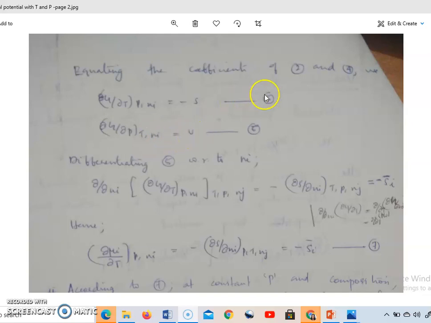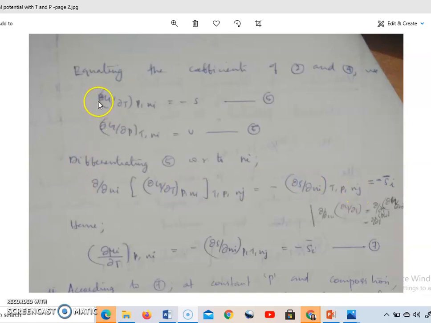Okay, so we got two more equations, equations 5 and 6. Now we are going to differentiate equation 5 with respect to Ni. So what will we get? Dou by dou Ni of dou G by dou T at constant pressure and Ni. Again we are applying conditions: constant temperature, pressure and Nj, which will be equal to the derivative of this term, right? Minus dou S by dou Ni at constant temperature, pressure, Nj.